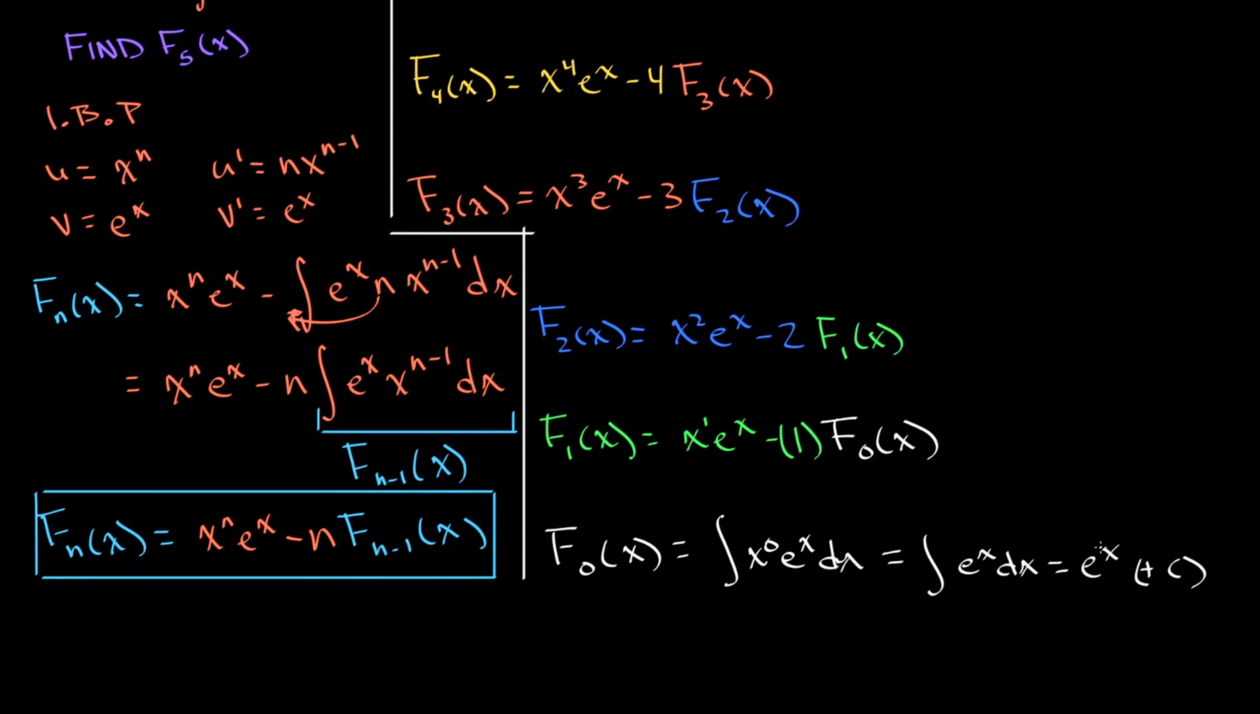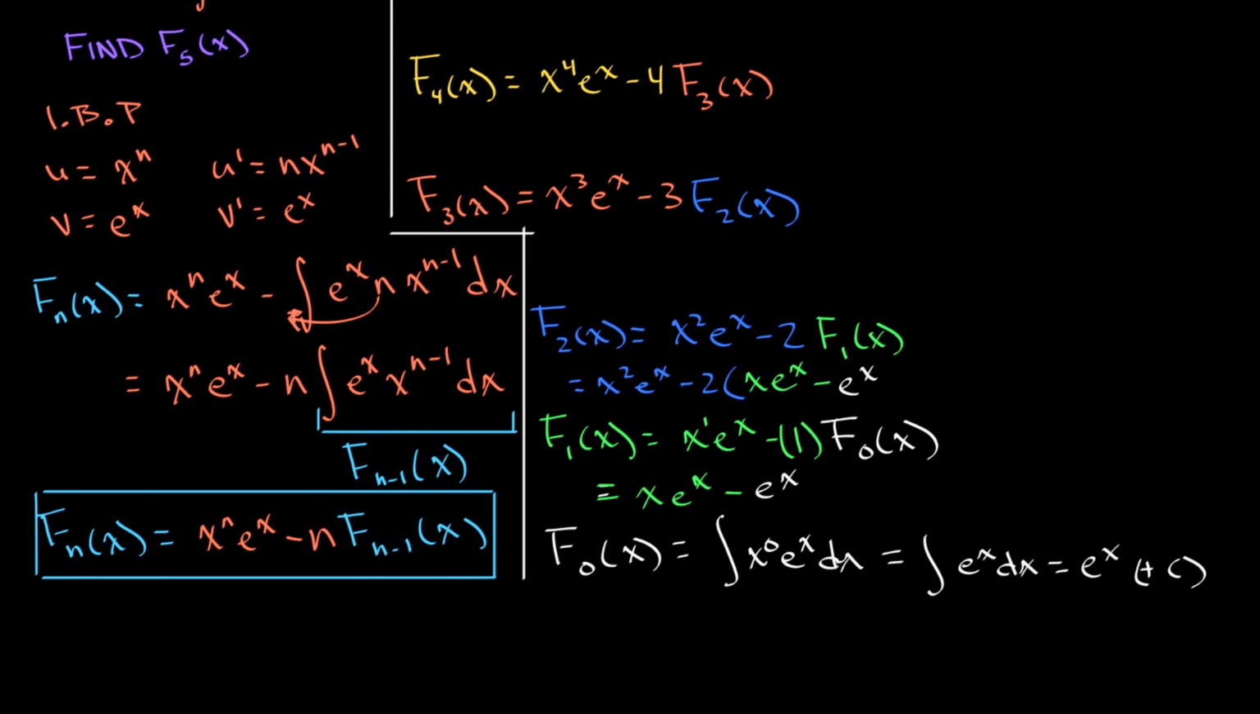And now here comes the fun part. We just keep back substituting and writing down what the answer is. So we have x. This is equal to, let's get green going here, x times e to the x minus, what do we find here? Capital F sub 0 of x is e to the x. And then we move back up a row and we keep on going. So this is x squared times e to the x minus 2 times what we had down here. So this is x times e to the x, and then we have minus e to the x.